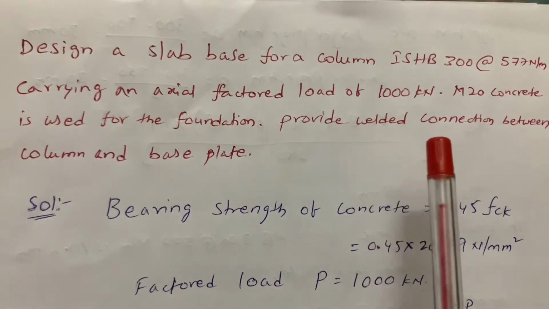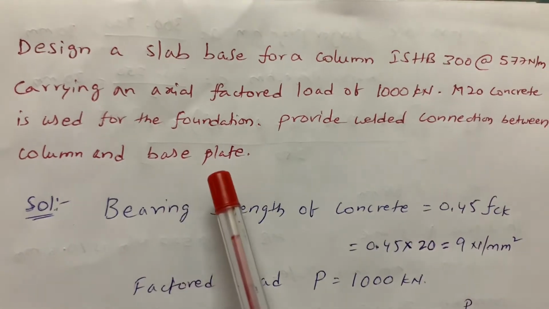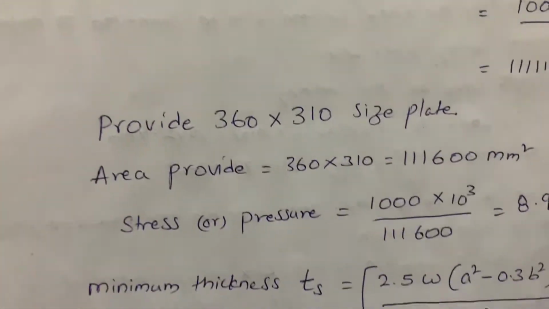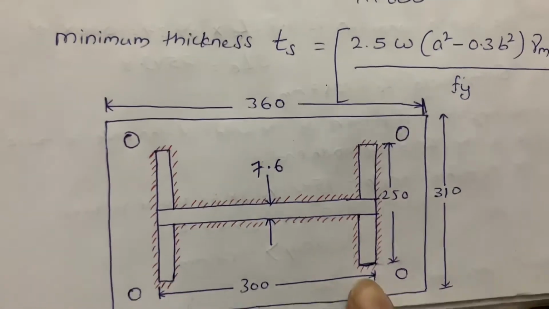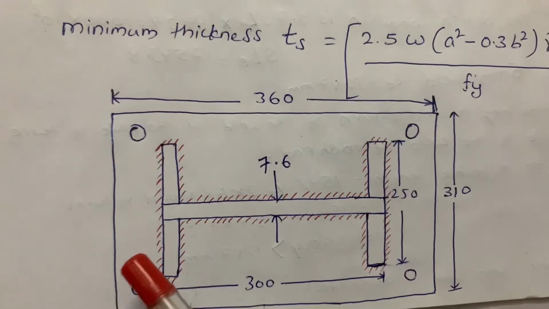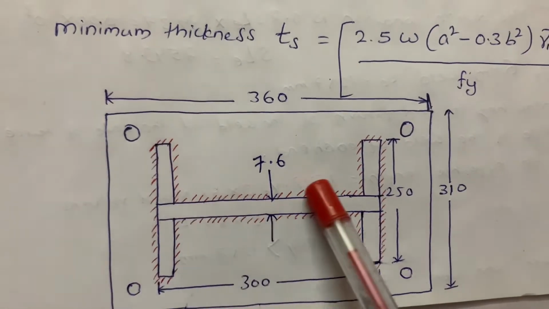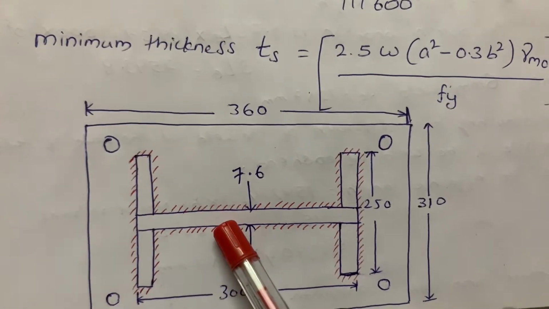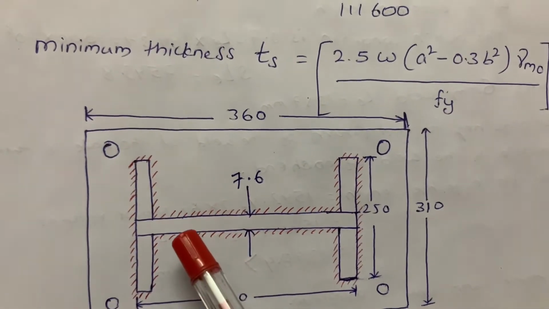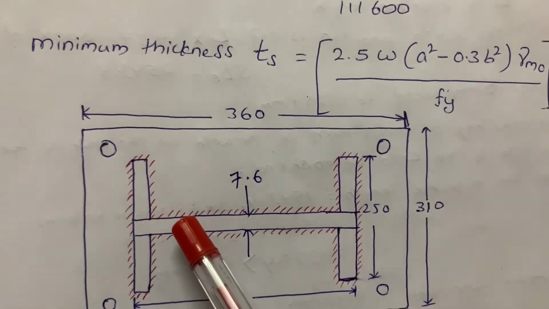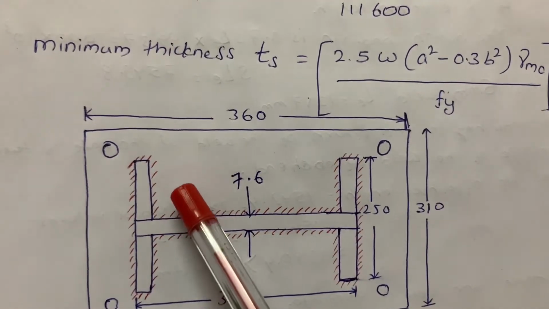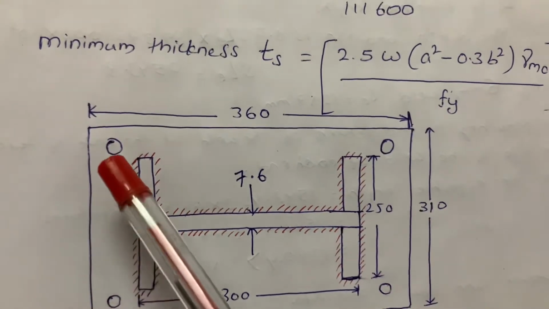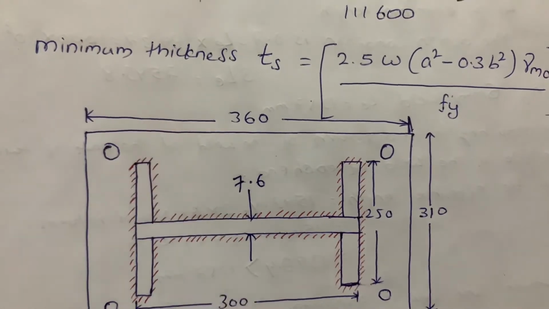So by using welding we are going to connect the column and the base plate. Usually I'll show you the diagram of how we are going to connect. So this is the diagram. This red color portion is the welding portion and this is the base plate, okay, and this is our I section column. So here by using this welding we are going to connect this I section to this base plate, and by using these 4 bolts we are going to connect this plate to the concrete foundation.